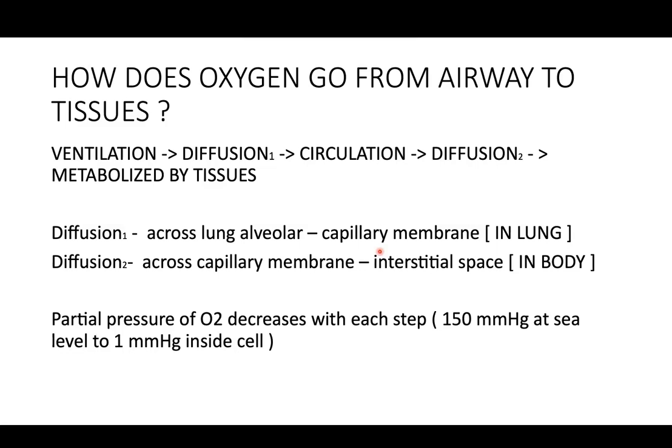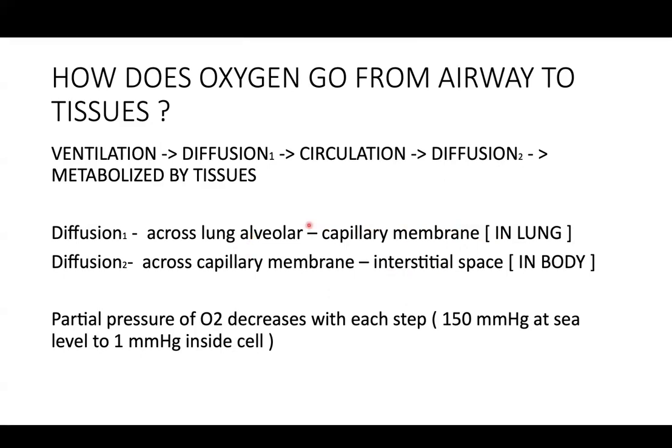Then you have diffusion, and this diffusion is across the lung alveolar capillary membrane. So you know how we have alveoli in the lungs. Everyone knows this. So once the air, this is the fresh inspired air with a lot of oxygen, not used at all, it reaches the alveoli, it's going to diffuse across this membrane, the lung alveolar capillary membrane. And it's called that because this membrane is between the alveoli and the capillary, which is just outside the alveoli. So this fresh air is going to diffuse into the capillary.